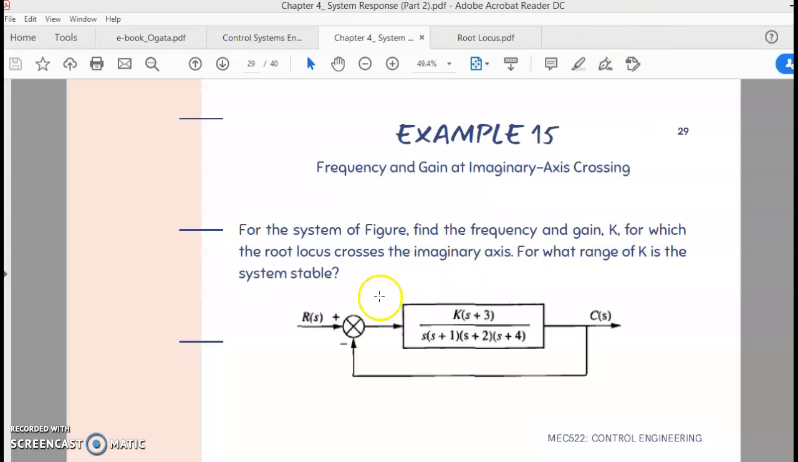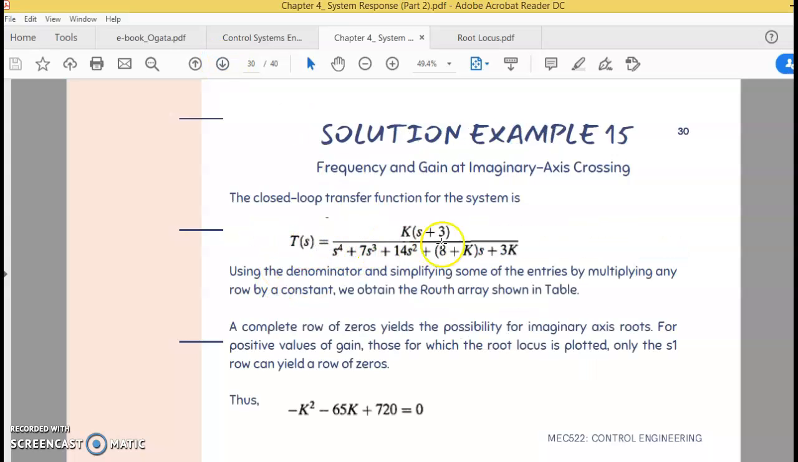In this example, they ask for the range of k for a stable system, and to find where the root locus crosses the imaginary axis. This is the previous example, the same block diagram, the same open loop transfer function. You have a 1 zero and 4 poles. So what you should do first is expand the denominator.